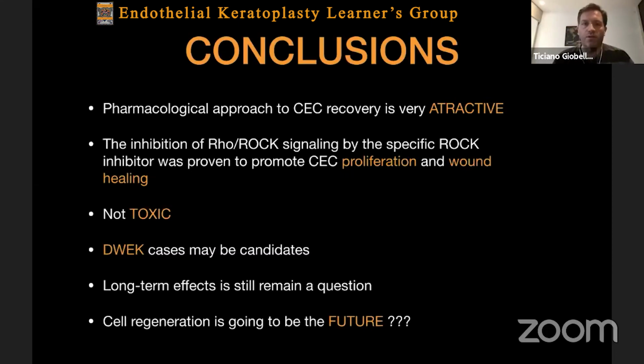So to finish, the conclusions: the pharmacological approach to corneal endothelial cell recovery is very attractive. The inhibition of Rho/ROCK signaling by a specific ROCK inhibitor was proven to promote corneal endothelial cell proliferation and wound healing. This kind of therapy is not toxic to the human eye. DWEC cases may be candidates, and long-term effects remain a question.